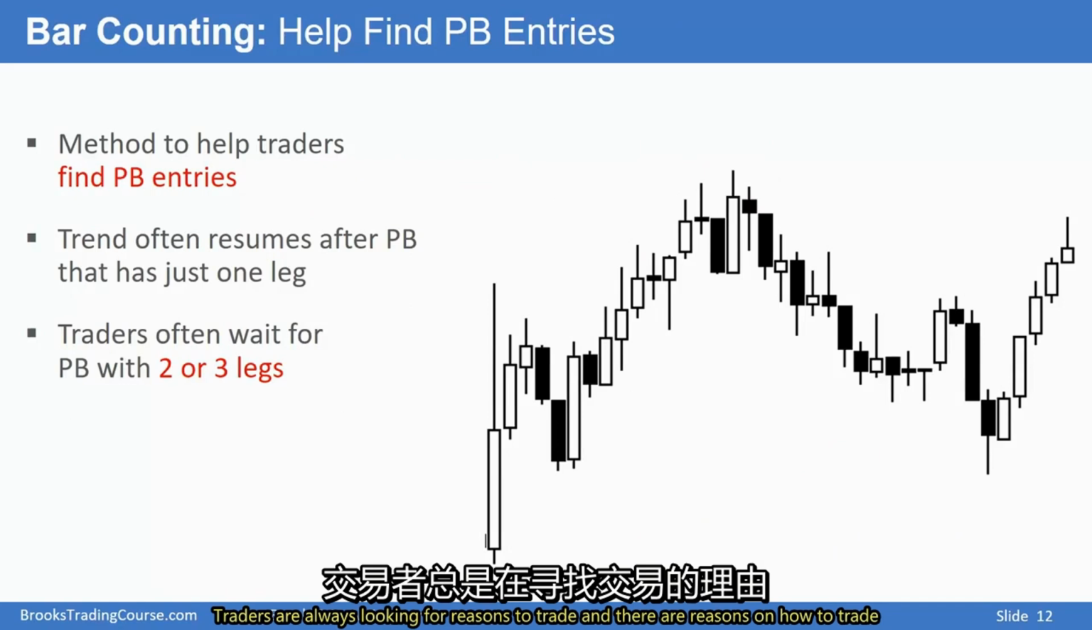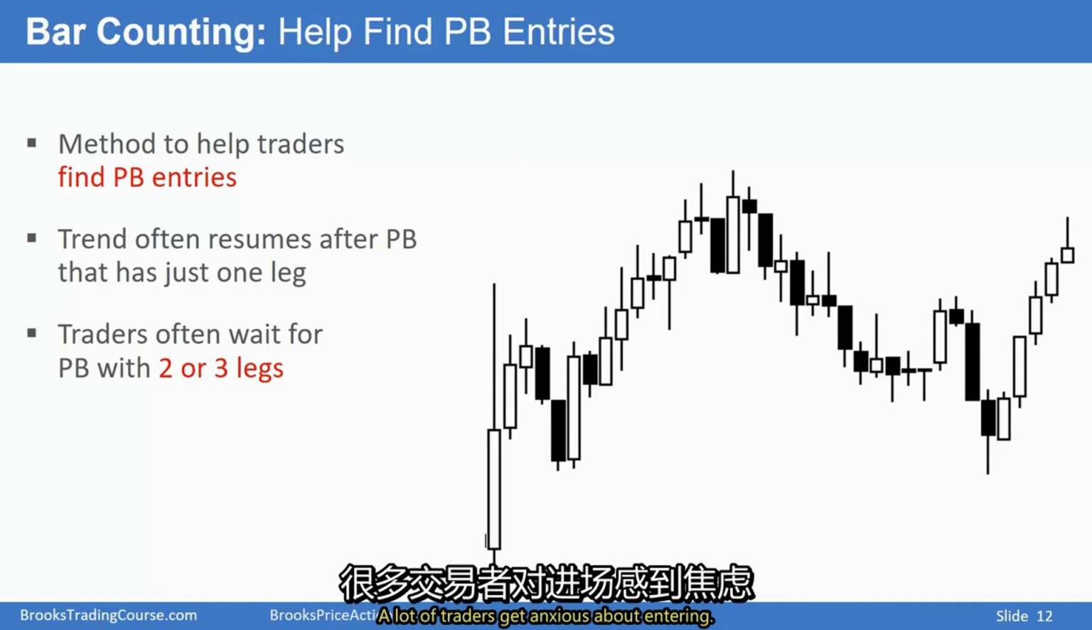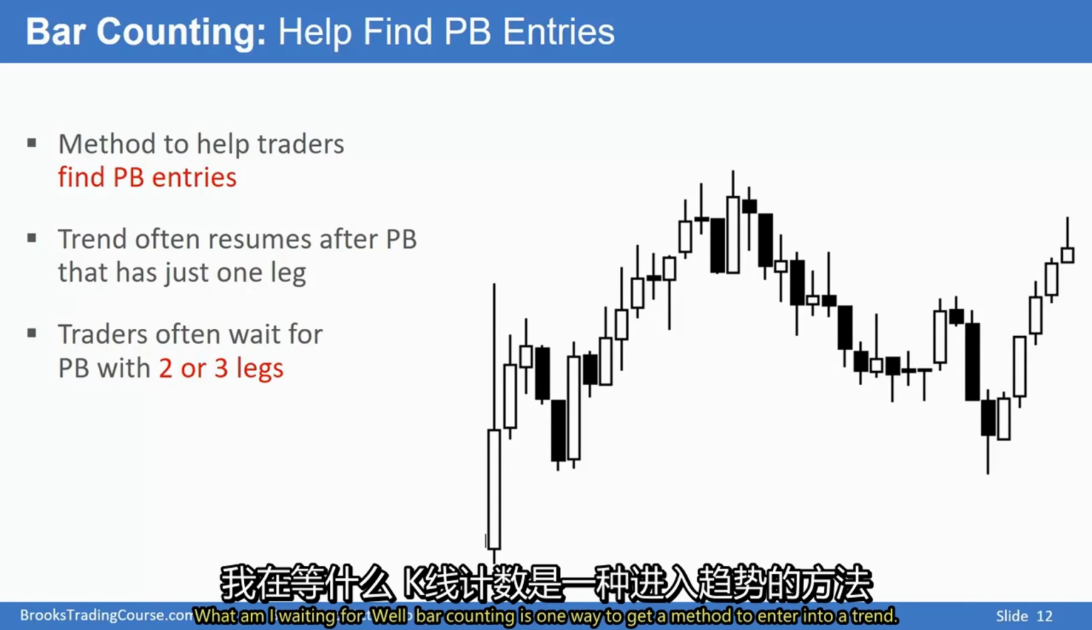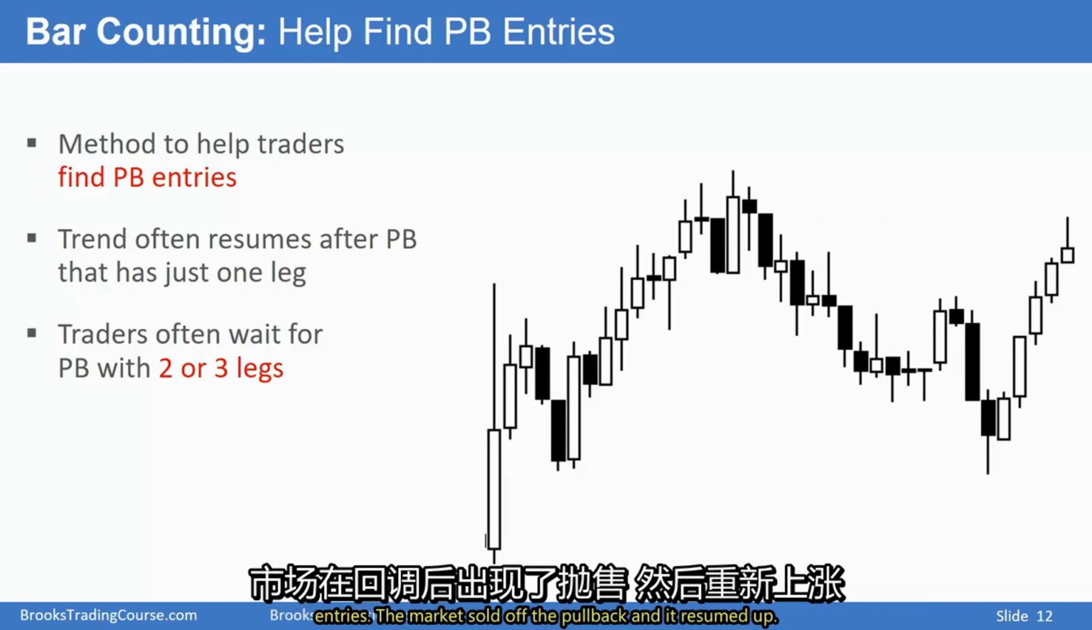Now, about bar counting. Traders are always looking for reasons to trade, and there are reasons on every bar to enter. A lot of traders get anxious about entering. How do I buy? Why do I buy? What am I waiting for? Well, bar counting is one way to get a method to enter into a trend. For example, here, bulls can use bar counting to enter into pullback entries.